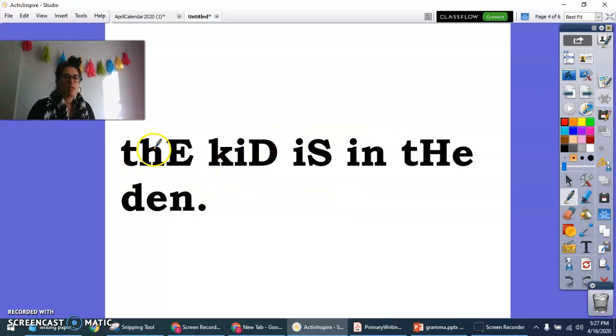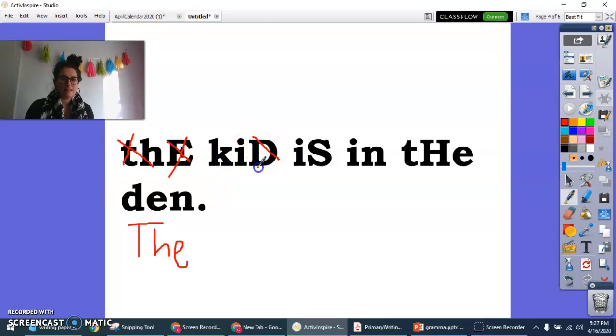This sentence is, the kid is in the den. All right, starting off my sentence, oh no, I see that this word should have a capital T. So I'm going to rewrite my sentence. The, using a capital T at the beginning of my word because it's the first word in my sentence. The, and oh, I had an uppercase E in the word the, not in the right place, so I made sure that was lowercase.